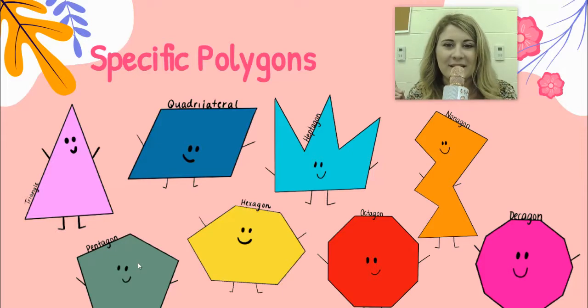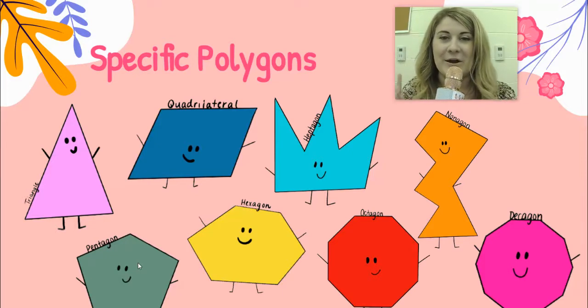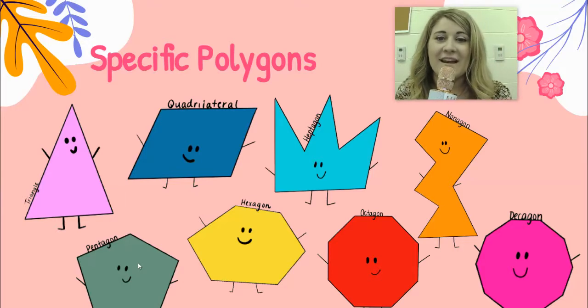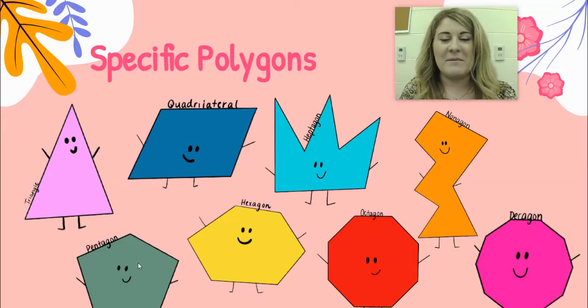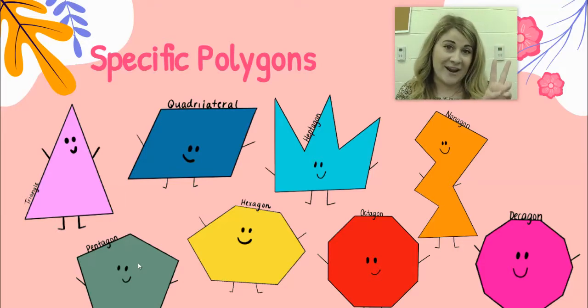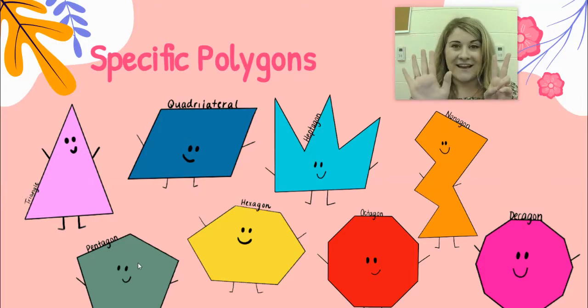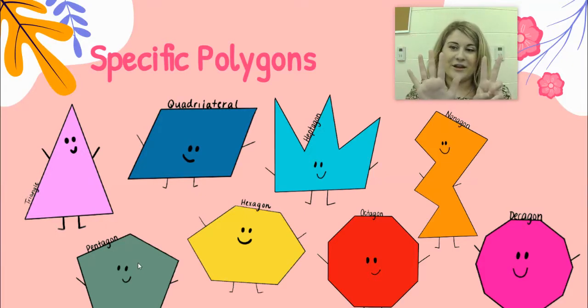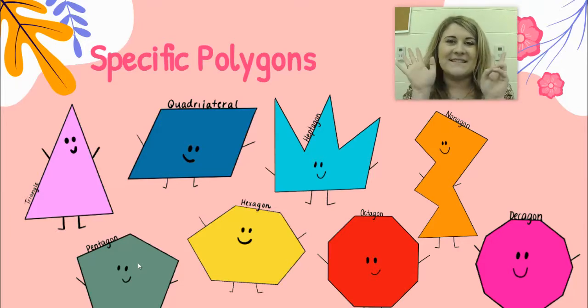Next, we have Happy, the heptagon. Happy is my favorite because she is just so cool. She's so chill. And heptagon, we call her Happy the hippie because she always has a peace sign up with one hand and a high five with the other. And when you look at your hands, how many fingers is that? 7. Happy is 7 sides. So the heptagon has 7 sides.